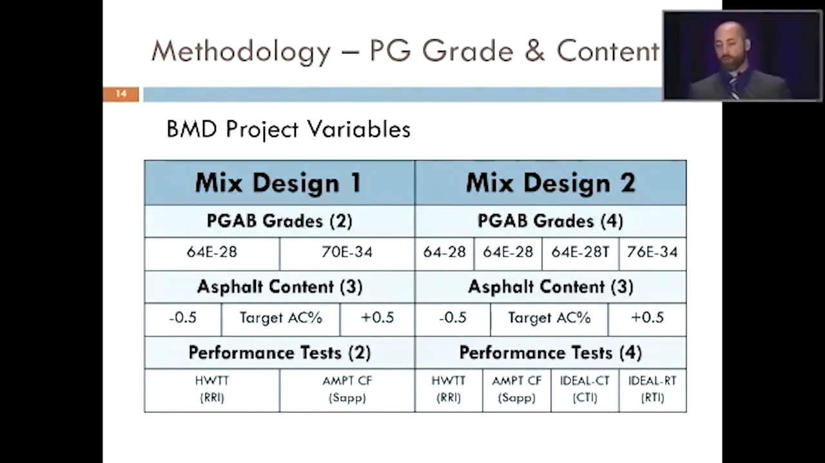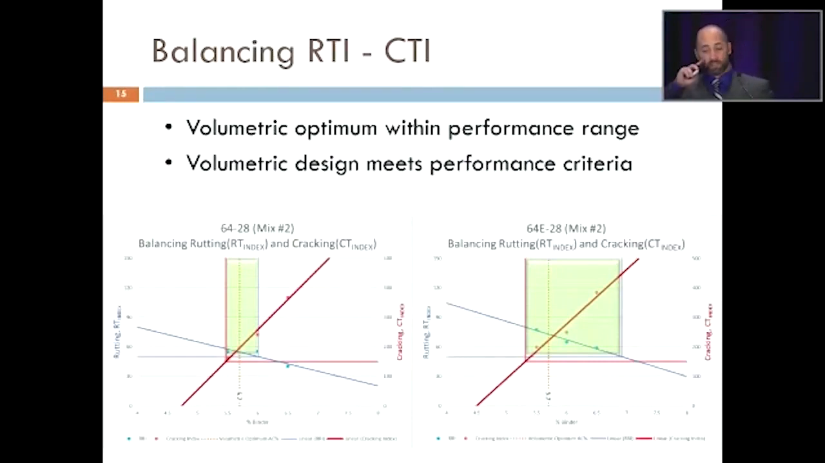We did the Hamburg wheel tracker and AMPT as well, again. But then we included the IDEAL-CT and the IDEAL-RT, quicker, more fundamental tests, just to be able to see, does it work? Do we capture the realistic implications here? Are we going to get the improvement in crack resistance when we increase the asphalt content? Are we going to get the improvement in rut resistance when we increase the high temperature PG grade? Here's an example of some of the data.